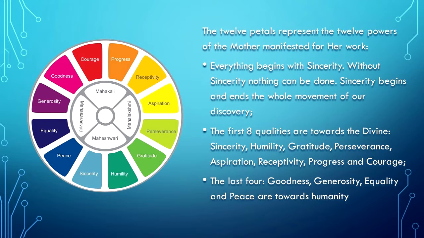So the first 8 qualities are towards the divine, says the mother. So these are the first 8: sincerity, humility, gratitude, perseverance, aspiration, receptivity, progress, and courage. And the last 4, goodness, generosity, equality, and peace, are towards humanity. So all these 12 qualities are necessary for the manifestation of these 4 mother's powers.